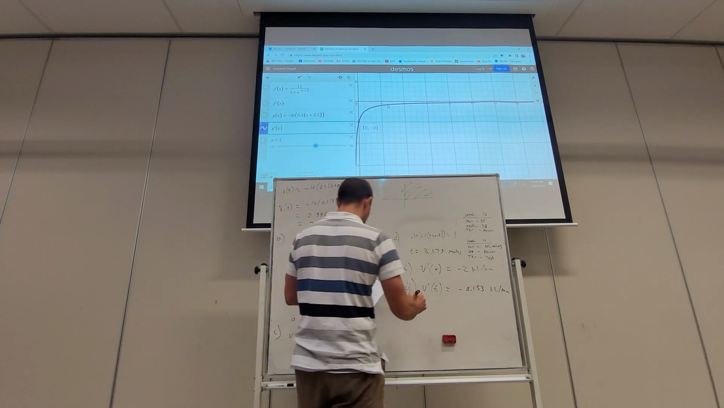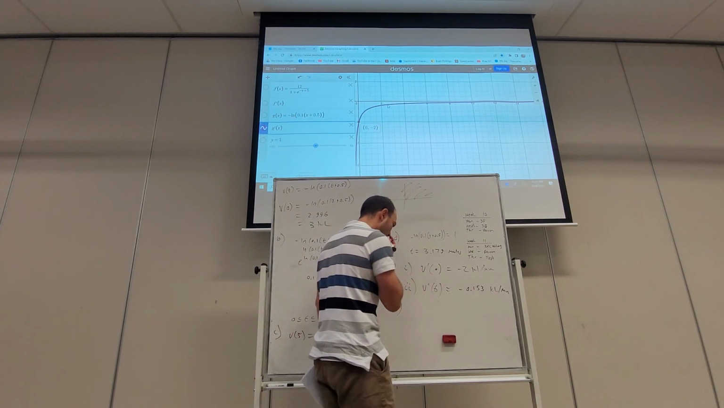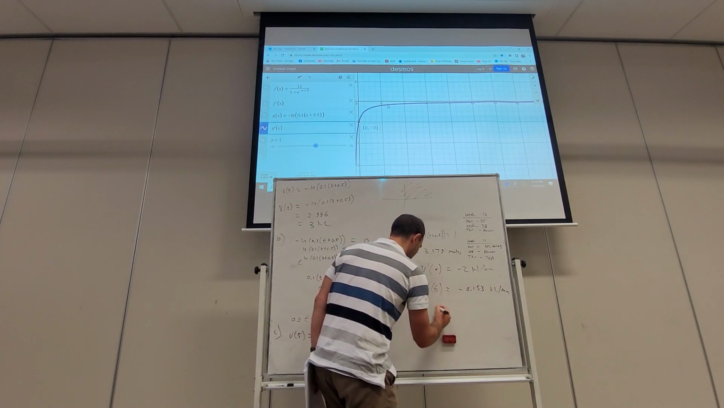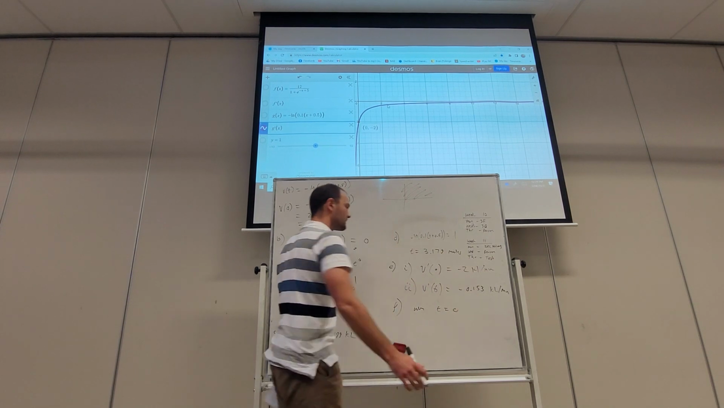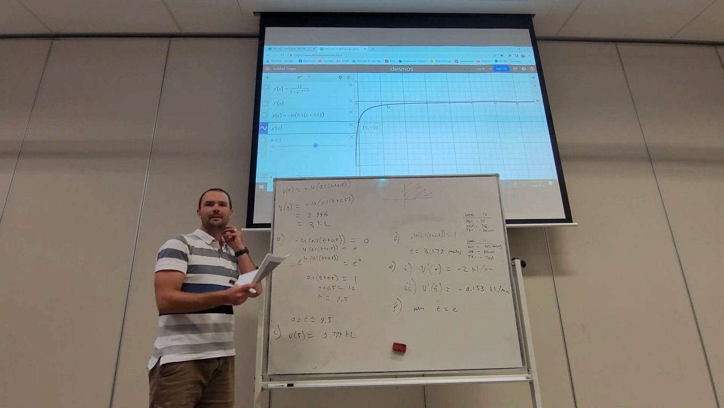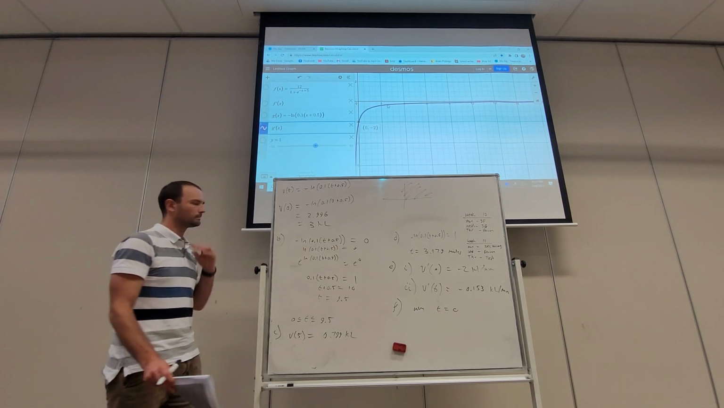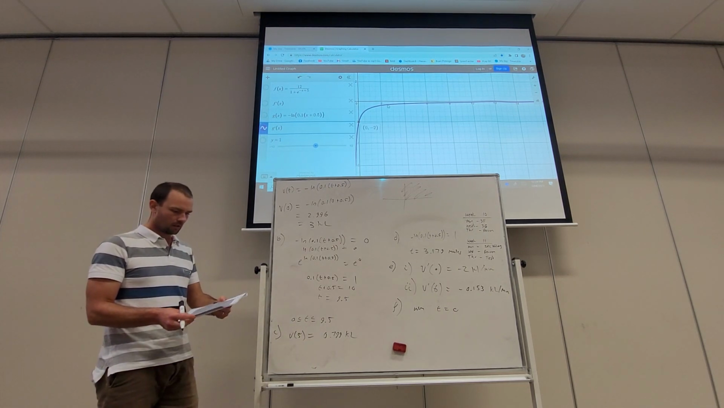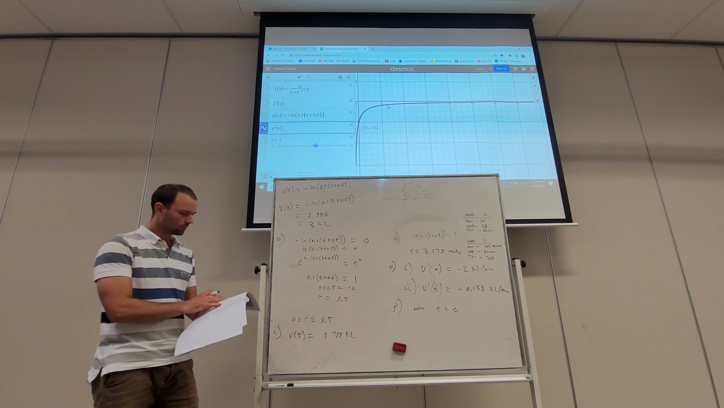So, to answer part F, when is water leaving at the fastest rate? When time is 0, initially. When time is 0, water is leaving at the fastest rate. The derivative is the most negative at this point. Excellent.